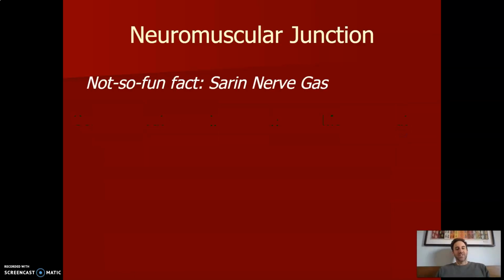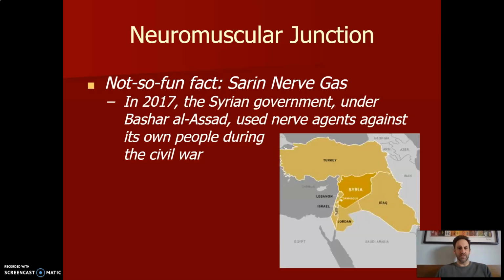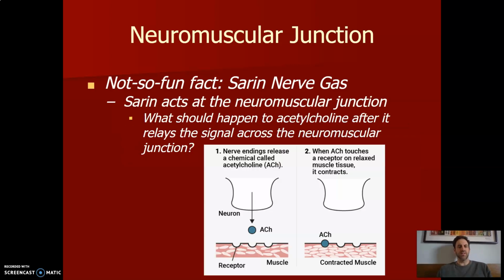Okay. So, since we're so excited, I thought I'd bring us back down with a not-so-fun fact and talk about sarin nerve gas. You may have heard of sarin nerve gas. In 2017, Syria, their leader Bashar al-Assad used nerve agents against his own people during the civil war. Or you may have seen nerve gas in movies, or maybe just have heard in social studies that nerve gas is bad and we don't want to use that. And so what's up with nerve gas? What's the big deal? What's it doing?